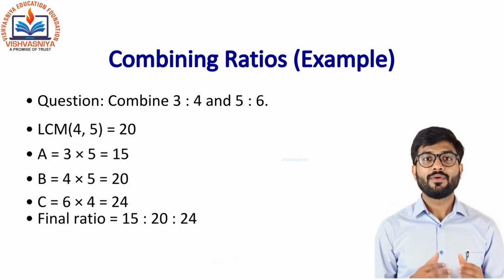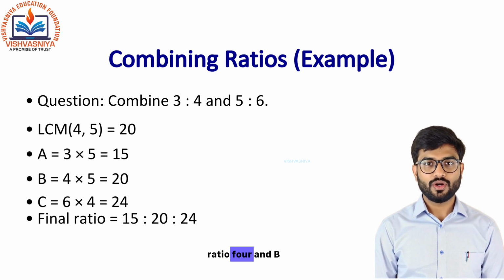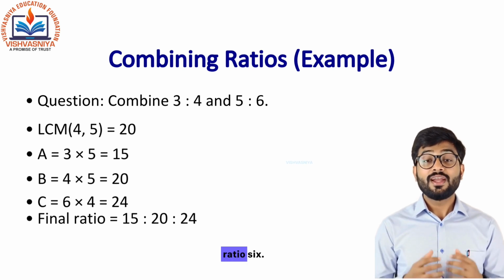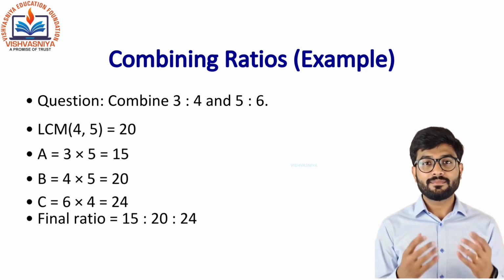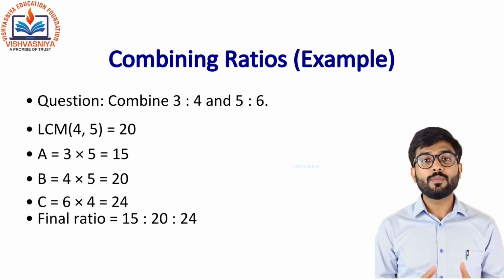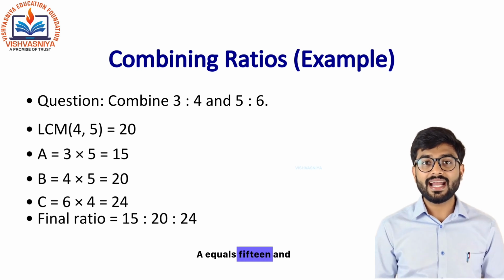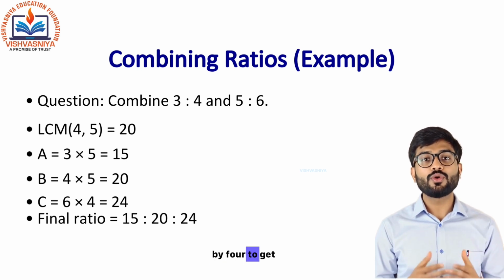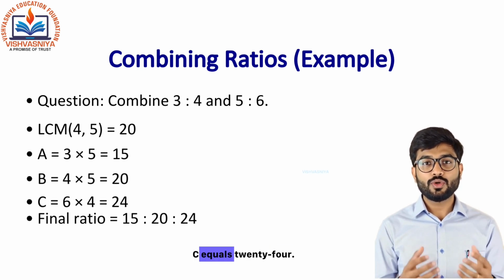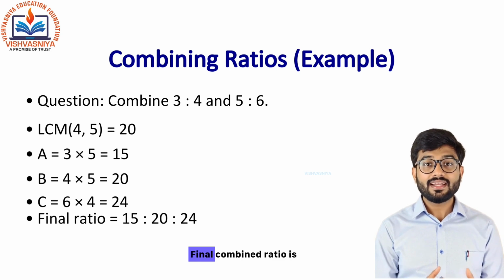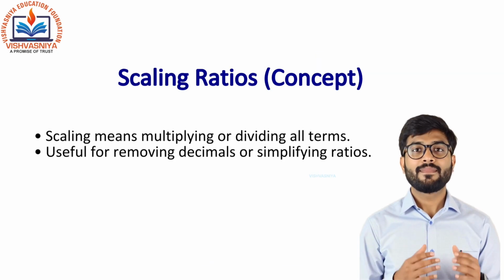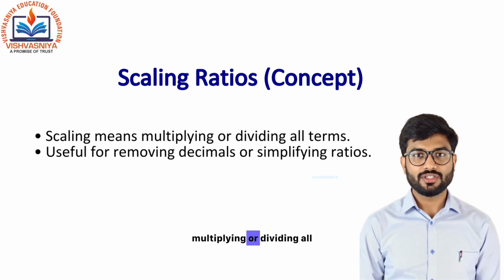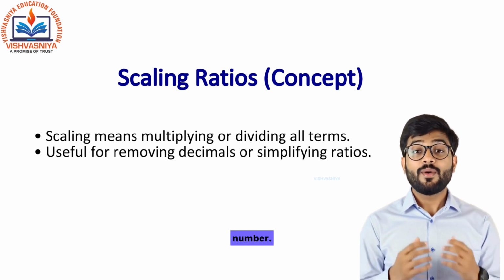Combine the ratios. A:B equals 3:4 and B:C equals 5:6. The LCM of 4 and 5 is 20. Multiply the first ratio by 5 to get A equals 15 and B equals 20. Multiply the second ratio by 4 to get B equals 20 and C equals 24. Final combined ratio is 15:20:24.